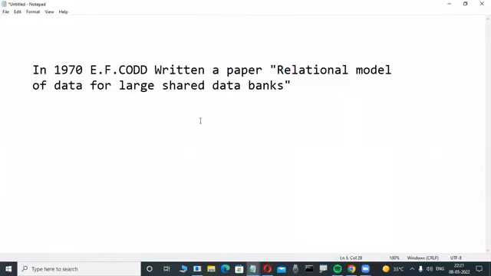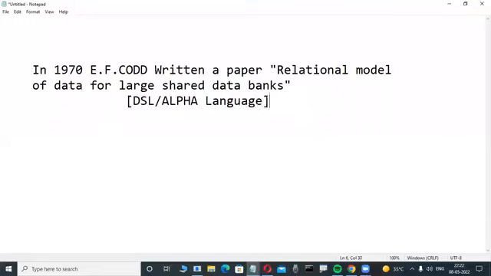But unfortunately, that is also difficult. That's why E.F. Codd introduced one language for operating relational databases. Nowadays, that language is called SQL. But in the olden days, that language name was DSL/Alpha. Alpha is a language.